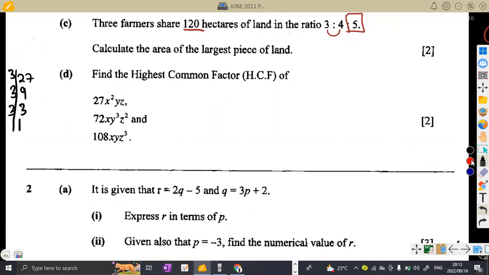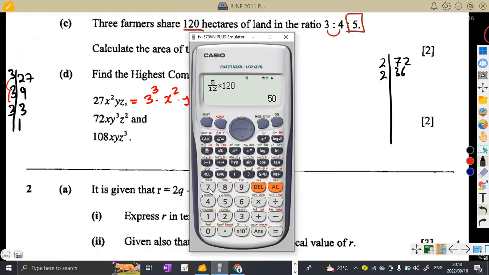Okay, so it means this 27 can be written as 3 times 3 times 3, which is 3 to the exponent of 3, times x to the exponent of 2, times y, times z. Okay, so that is what we have. Then 72, we can do the same here. 72 divided by 2, 2 into 72, that's 36. Also your calculator is there. You can simply divide 72 by 2 and you get your answer straight.